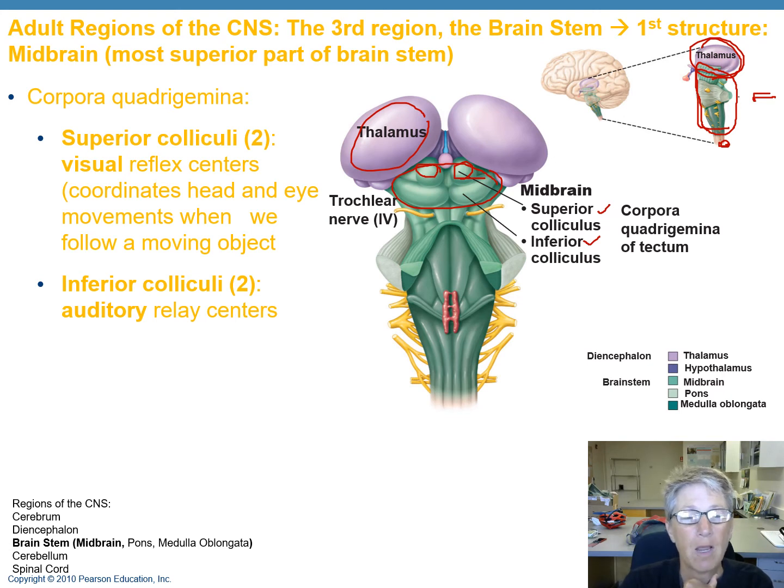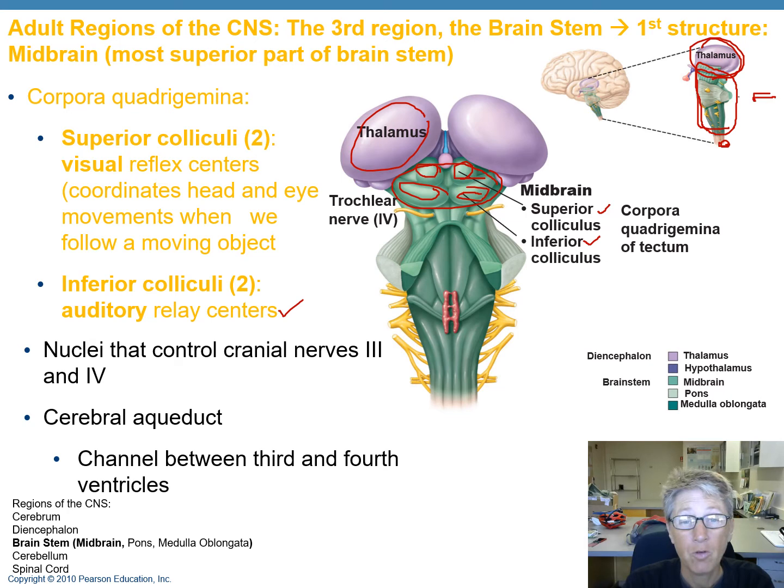These help coordinate your head and eye movements when we're following a moving object. For example, if we're playing tennis and watching the tennis ball, the superior colliculi are a reflex center that would coordinate your ability to watch the ball. And then there are two inferior colliculi here and here, and those are auditory relay centers, so that is involved in hearing.